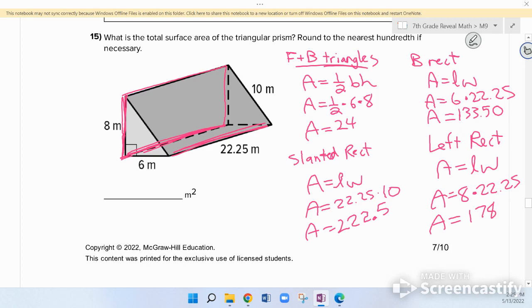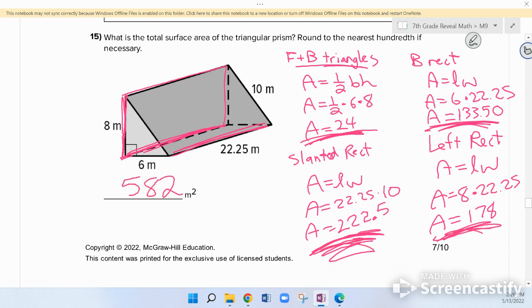And then we have to take all of these and add them all up. When I add up those, I got 582. I got 558. And that is all we can do for today. We'll finish up the rest of it next week.